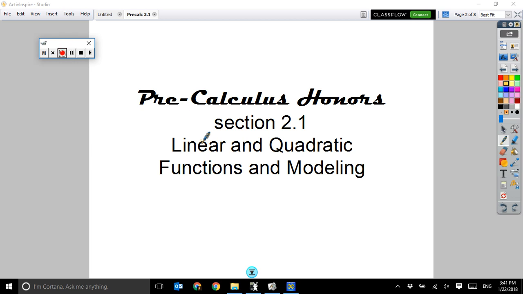Alright, so we're going to start 2.1, linear and quadratic functions in modeling. So most of this lesson, maybe all of it, will look familiar. Some of it was actually going to be a little bit of a repeat from last chapter, so hopefully this goes really well.